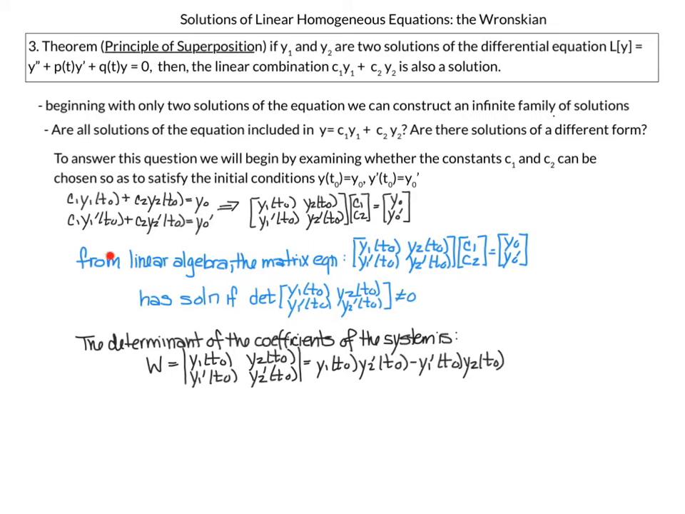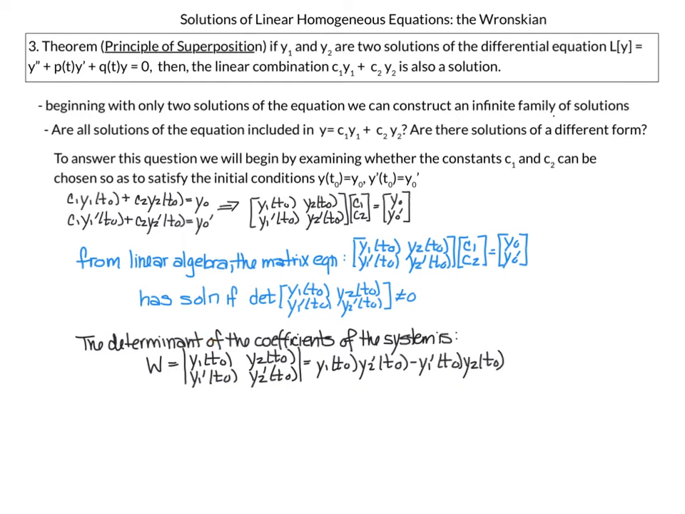And if you've had linear algebra, you know that this matrix equation has a solution if the determinant of this matrix here is not equal to 0. If you haven't had linear algebra, there isn't a whole lot here you really have to know, except that you're going to look for the determinant of this matrix here. y1(t naught), y2(t naught), y1 prime(t naught), y2 prime(t naught).